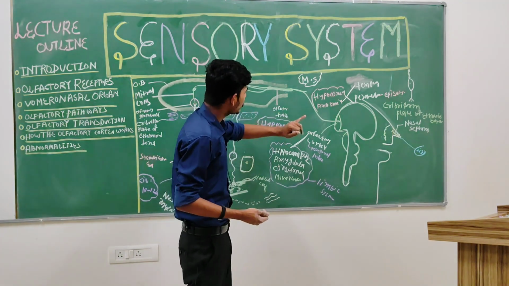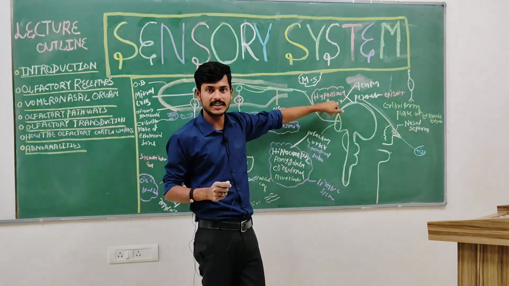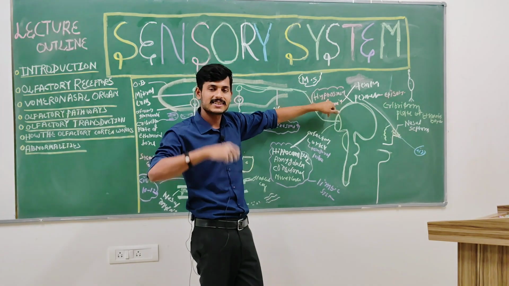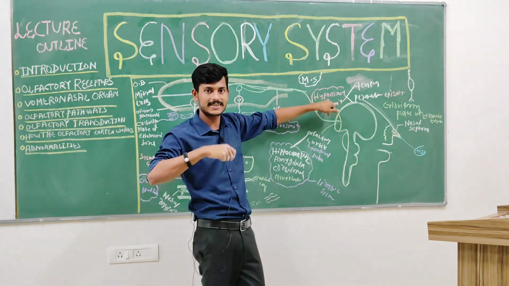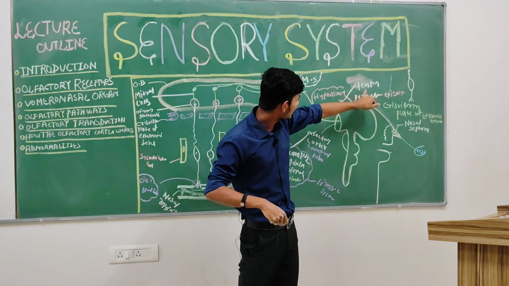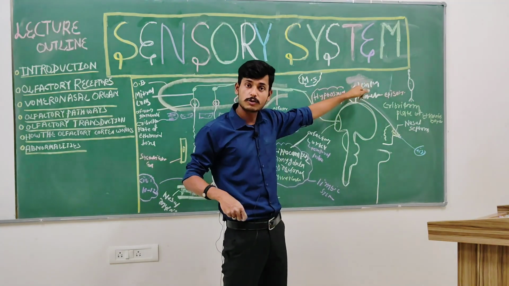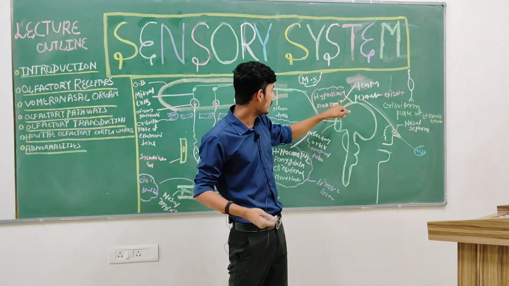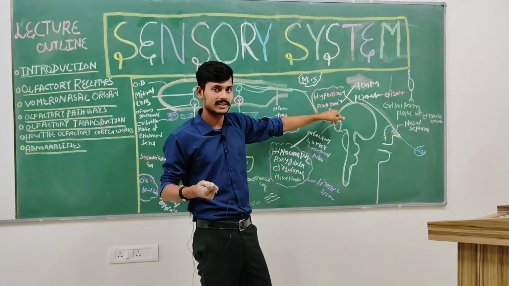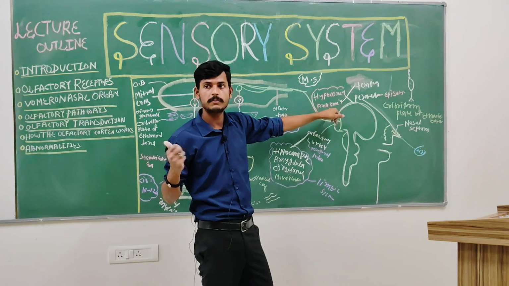Then we saw there is a hyposmic condition. Hyposmic condition means there is a less sensation of smell. It can be temporary or permanent. And we have anosmia, that means complete loss of sensation of smell. Understood? Have any problem? No?